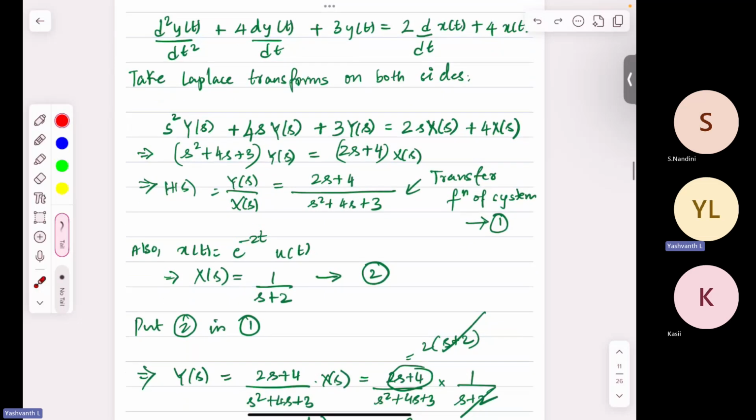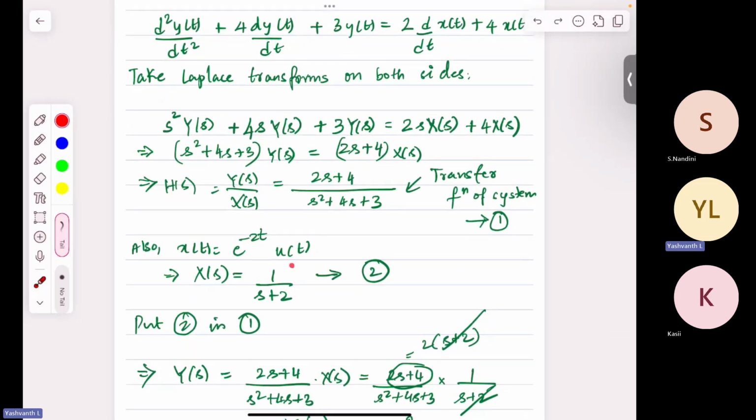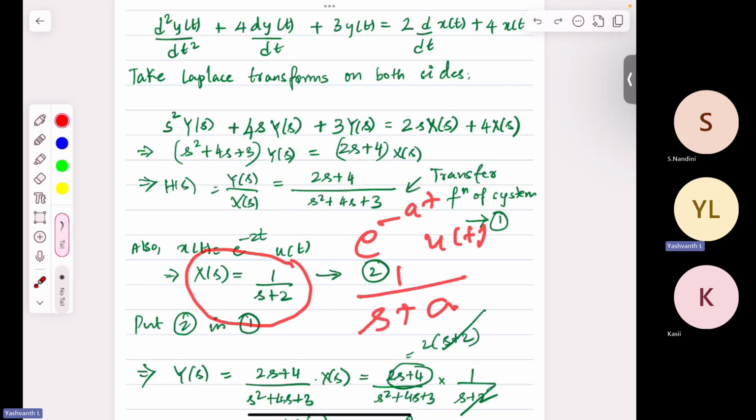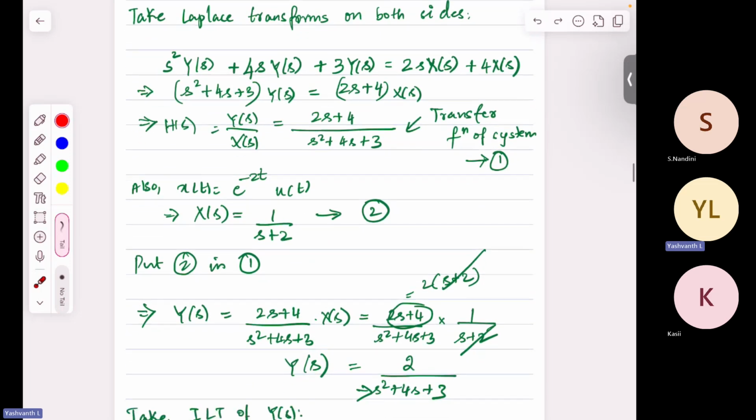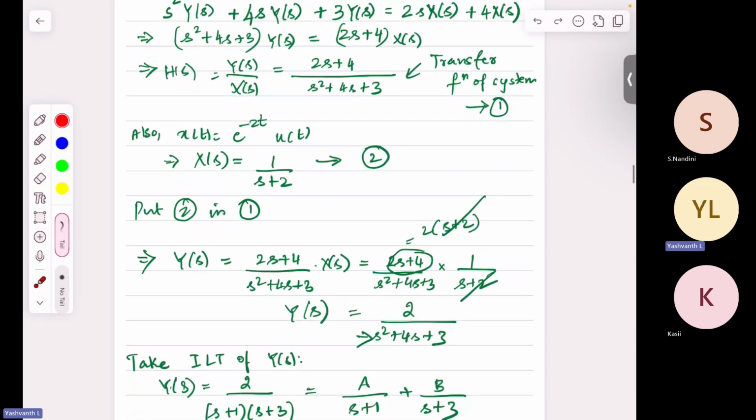Therefore, its Laplace transform is nothing but, you can show, e power minus at u of t has a Laplace transform 1 by s plus a. So here a is nothing but 2, so therefore X of s is nothing but 1 by s plus 2. Therefore, by the convolution property of Laplace transform, your output Laplace transform is nothing but H of s multiplied by X of s.